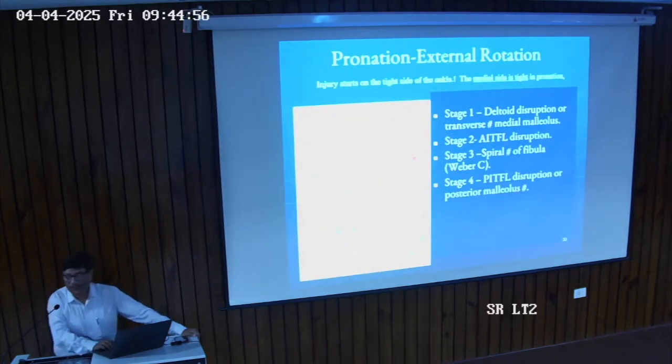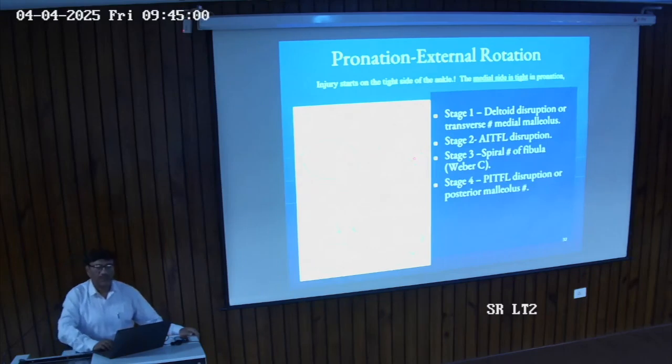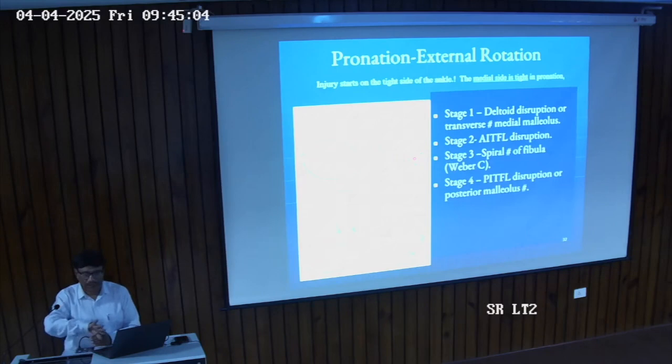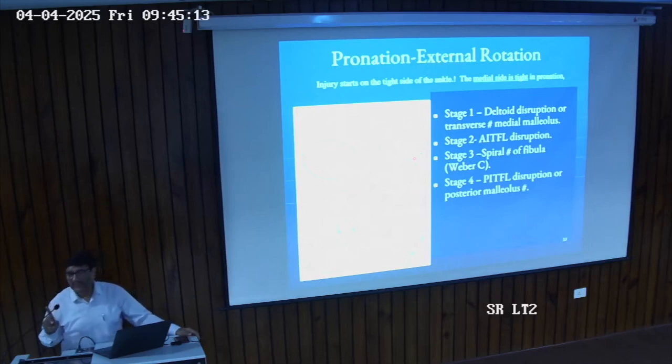Then we come to the pronation external rotation. So instead of being in supination, the foot is now pronated, and now it goes into external rotation. So the difference between supination and pronation external rotation injuries is that in supination, the lateral structures would fail first, that is AITFL, lateral malleolus. Here, the medial structures are going to fail first.